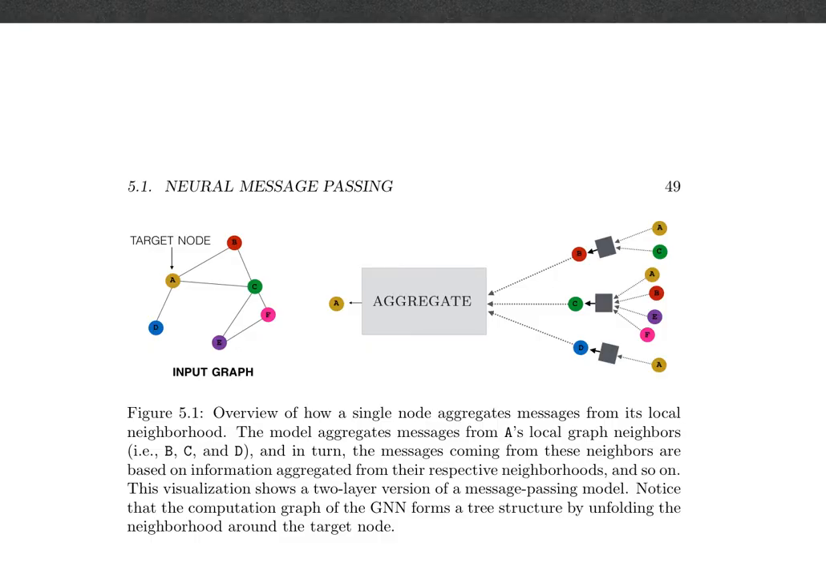Let's take a look at this informative figure in the book. So here is basically how a single node aggregates messages from its local neighborhood. The model aggregates messages from A's local graph neighbors, which are B, C, and D. And in turn, also messages coming from these neighbors are based on information aggregated from their respective neighborhoods, and so on. This means a two-layer version of a message passing model is going to work as shown in this figure.